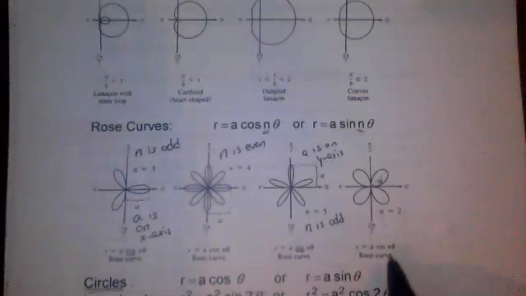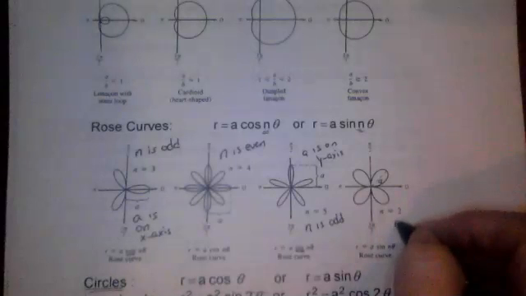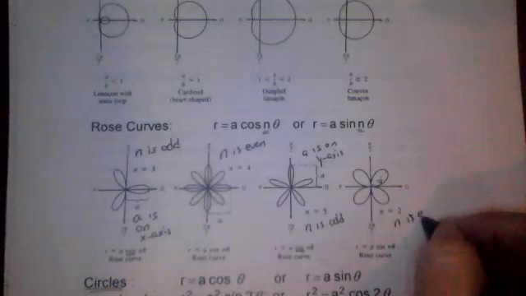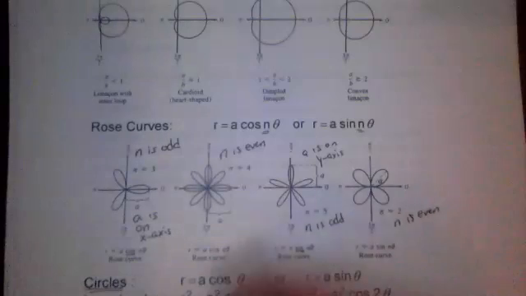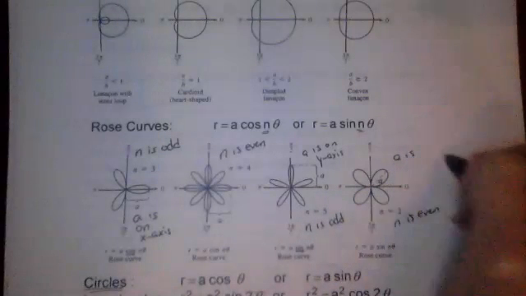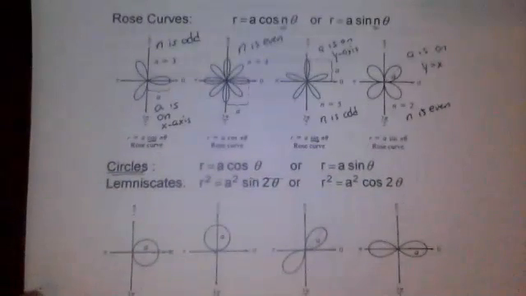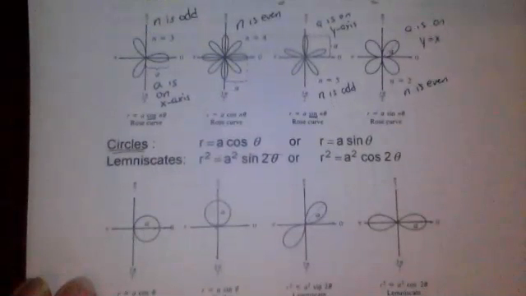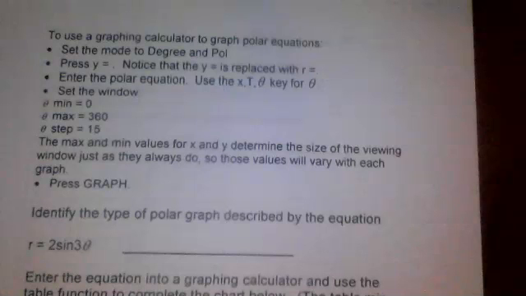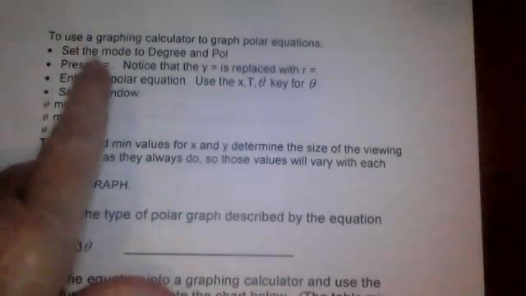And then if it's a sine curve and n is even, then we're going to start on the diagonal y equals x. Okay, so today we're pretty much just going to need to be able to identify the equations and the graphs that they would form. All right, so we're going to take a look at how we can graph these on the calculator today. So this tells you what we need to do.